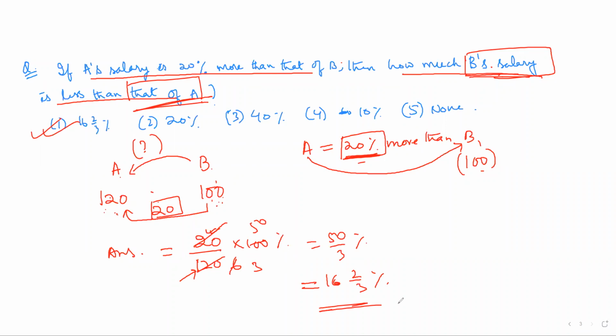Is that okay? Sir, I don't understand why 120. Okay, see: A's salary compared to B's salary is how much more? 20% more. So when B is 100, A is 100 plus 20 more, that is 120.